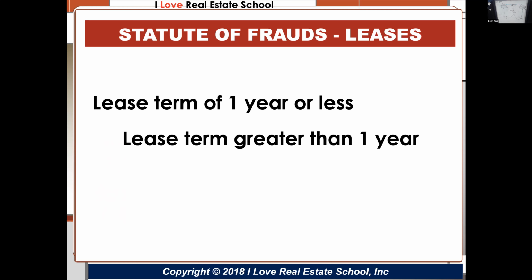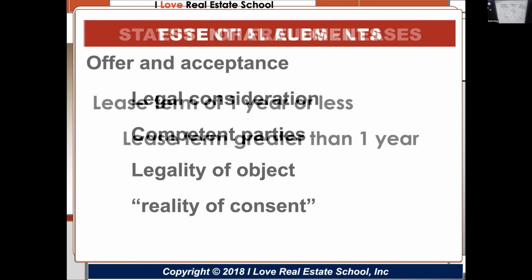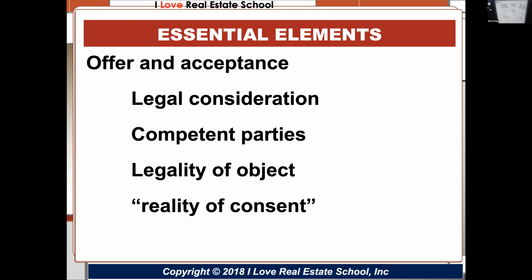Okay, so there are 5 essential elements to a valid contract. Turn the page to page 190. Down at the bottom on the left, gray box, highlight the 5 essential elements to a valid contract. These 5 essential elements: offer and acceptance, legal consideration, competent parties, legality of object, reality of consent. I'm going to walk you through all of these. First up is offer and acceptance. An offer leads to an acceptance.